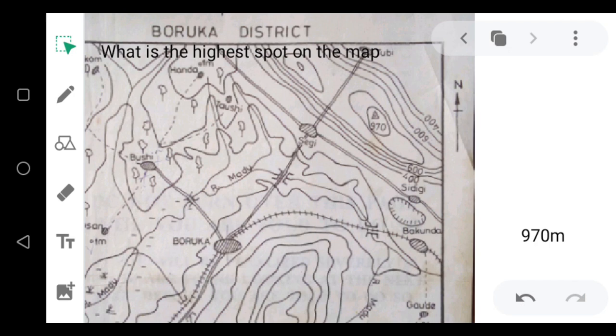Another question is, what is the highest spot on the map? The highest spot on the map. That means the highest place. So the contours will give you the answer. Look round, check the contours very well. From what we have here, there's no place that is higher than 970 meters. So the highest point on this map is 970 meters.